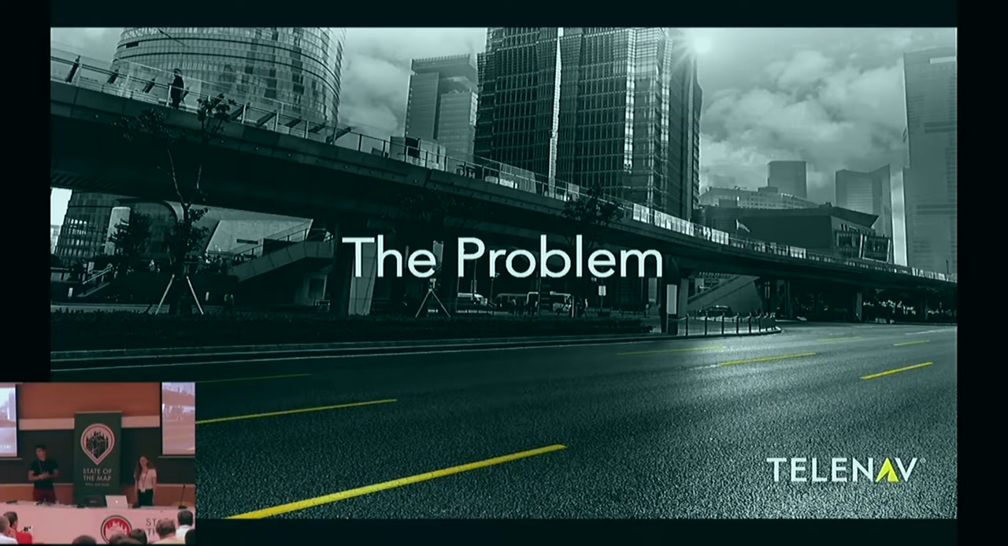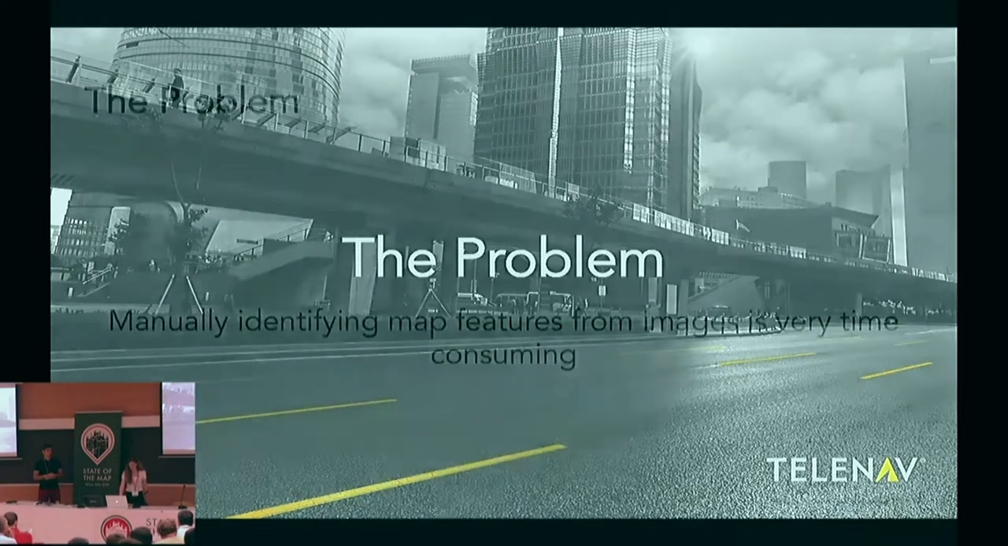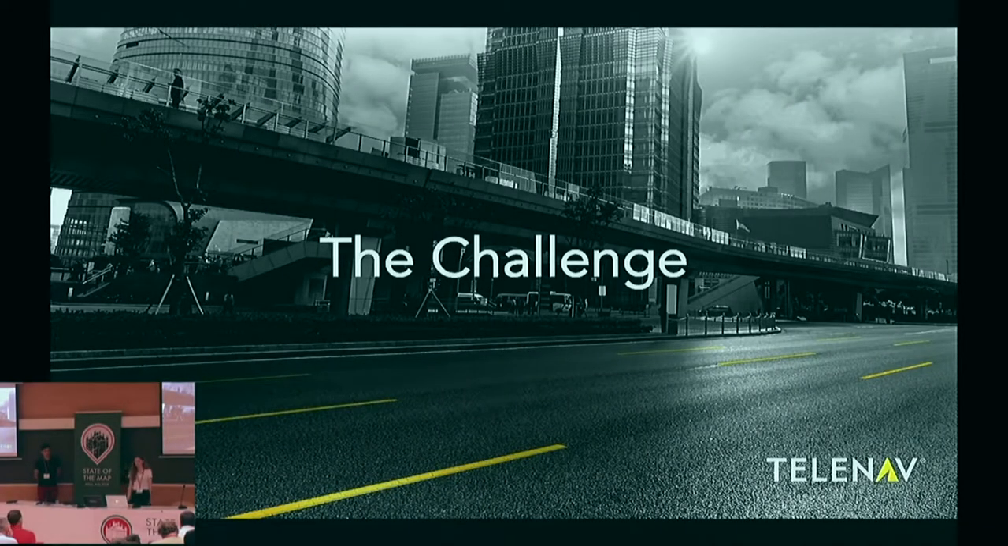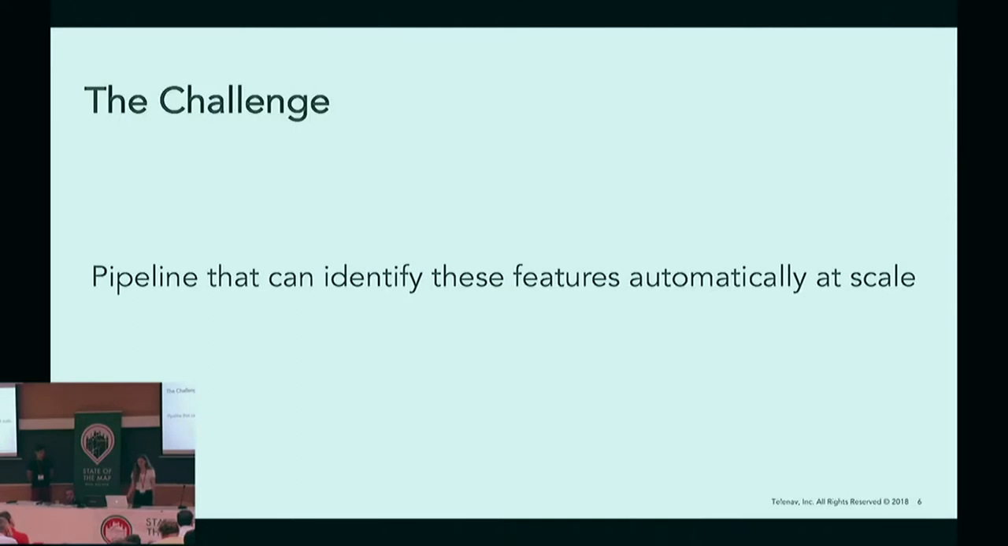The problem that we want to discuss and solve today is that manually identifying map features from images is very time consuming. Why? Imagine that you have a bunch of dashcam images and you want to add all the turn restrictions from them. To do this, you will have to go through all of them and search for the sign that you're interested in, and even though you may find that sign, it could already exist in OSM. So if you decide, I don't know, to add also the traffic lights, you will have to go through the same process once again. So this takes a lot of time. The challenge is to solve this problem by creating a pipeline that can identify these features automatically and at scale.